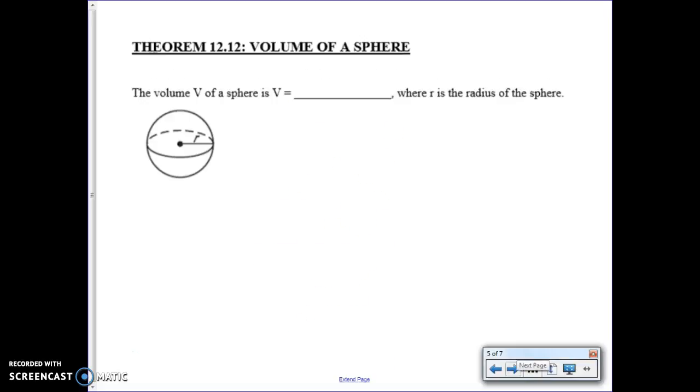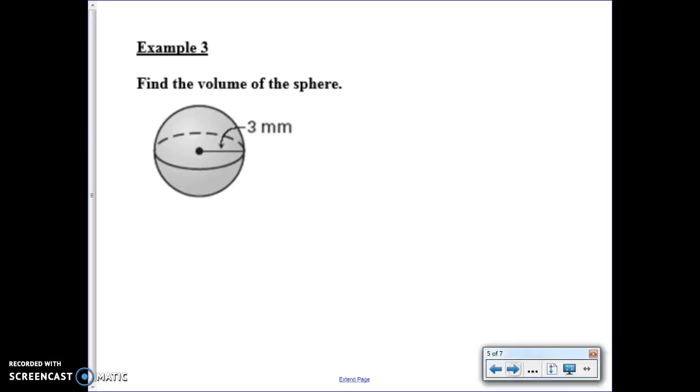Okay, volume of a sphere. The volume of a sphere is 4/3 pi r cubed, or 4 pi r cubed over 3. And that's how I will tend to write it. If you like the 4/3 out front, you can use that instead. Okay, so volume is 4 pi r cubed over 3. So 4 times pi times the radius of 3 cubed over 3.